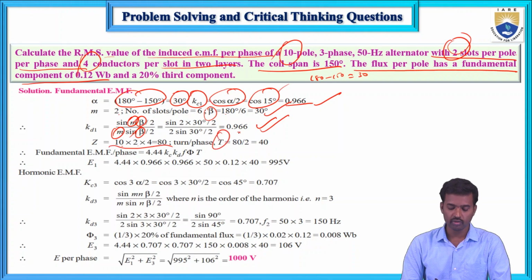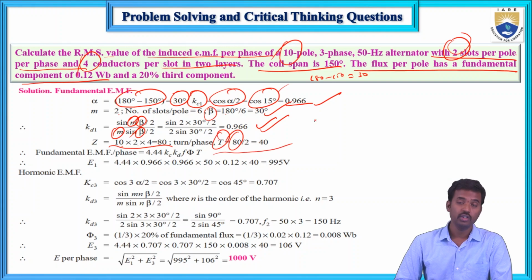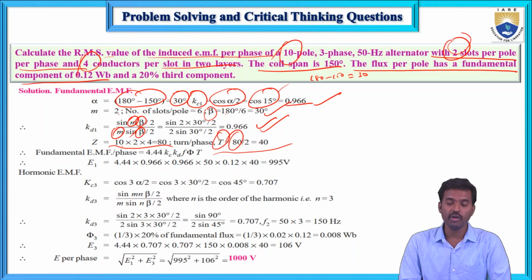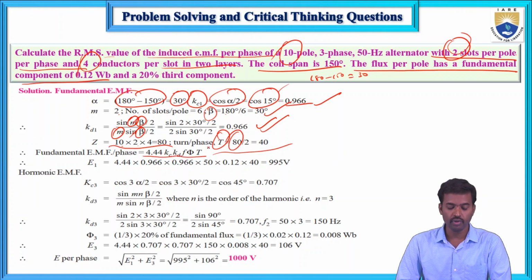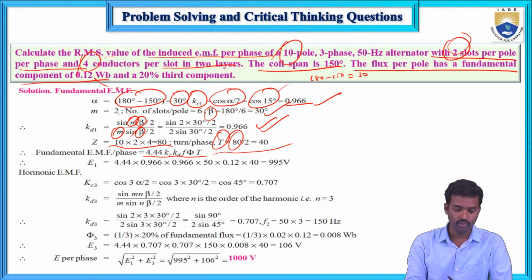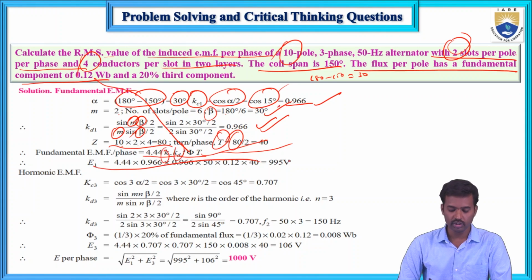Total number of turns equals total number of conductors divided by 2, that equals 40. Now the fundamental EMF. We know this formula: 4.44 Kc Kd f phi T. The phi value is this one and the T value is this one, and Kc and Kd we calculated. If you substitute in this, you will get the value. The EMF for the fundamental is 995.